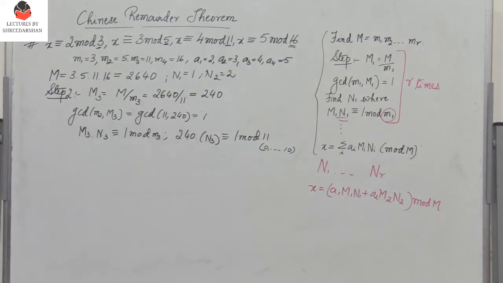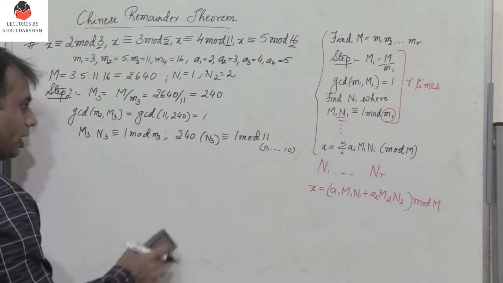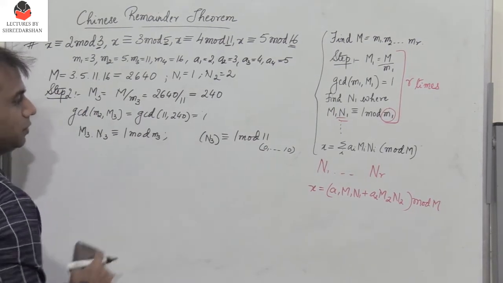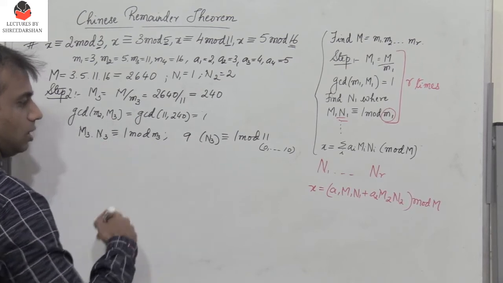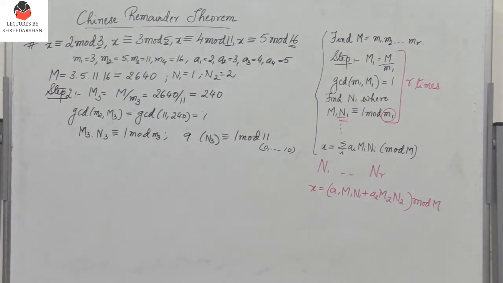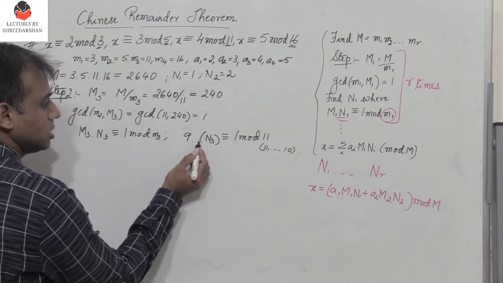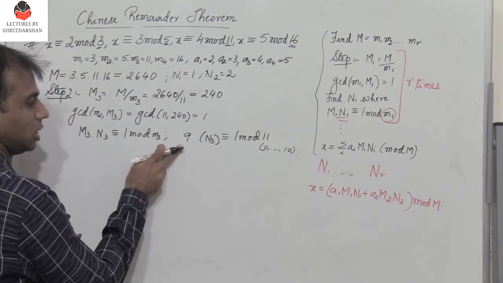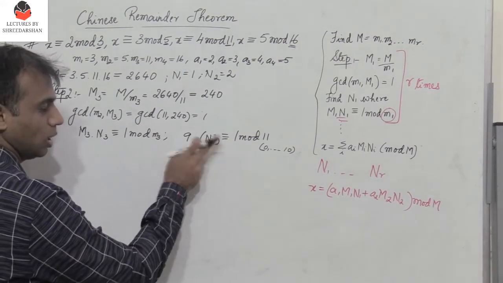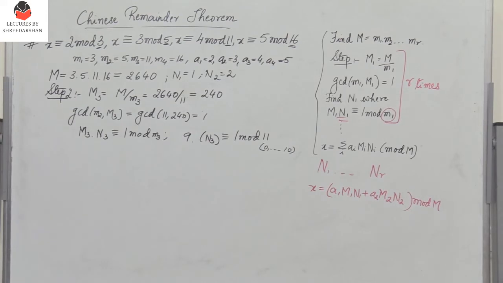So when I express 240 in mod 11, what do I get? I get the value as 9. So divide 240 by 11 and get the remainder. The remainder is 9. What is this number n3, which when multiplied with 9 gives me 1 as the remainder in mod 11?